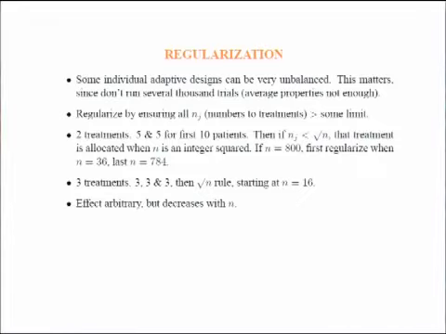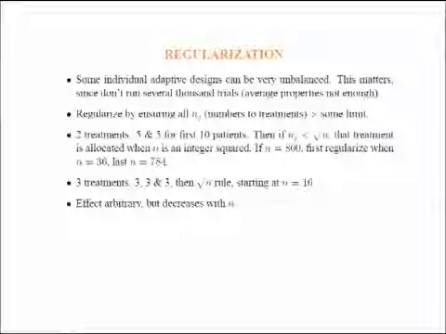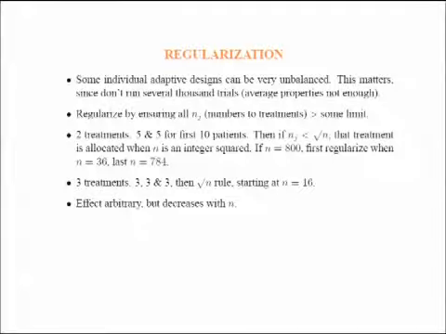And the idea of the regularization that I'm going to follow is to ensure that all numbers allocated to each treatment are greater than some limit. So, for example, for 2 treatments, we might allocate evenly for the first 10 patients. Then if nj is less than root n, that treatment is allocated when n is an integer squared. So the first regularization, if n is 800, will occur when n is equal to 36, and the last for 784, and similarly.